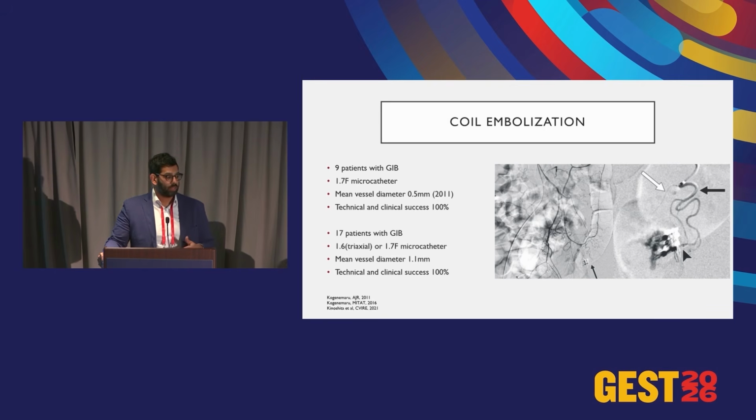And so 9 patients with GI bleeds, 1.7 microcatheters, 0.5 millimeter diameter blood vessels, all successful. Another series a little bit later, 17 patients, again, 1/6 triaxial system or 1/7 microcatheter, slightly larger vessels, again, 100% technical and clinical success.